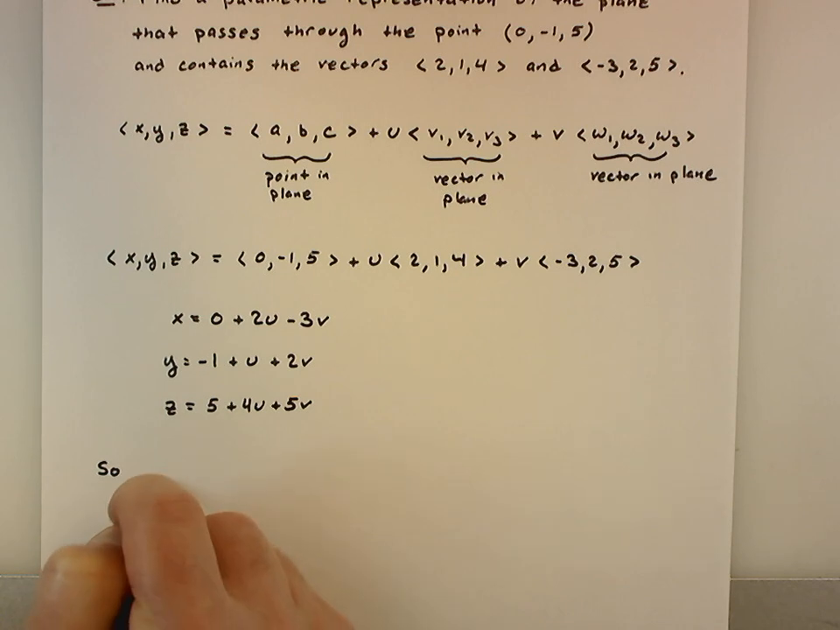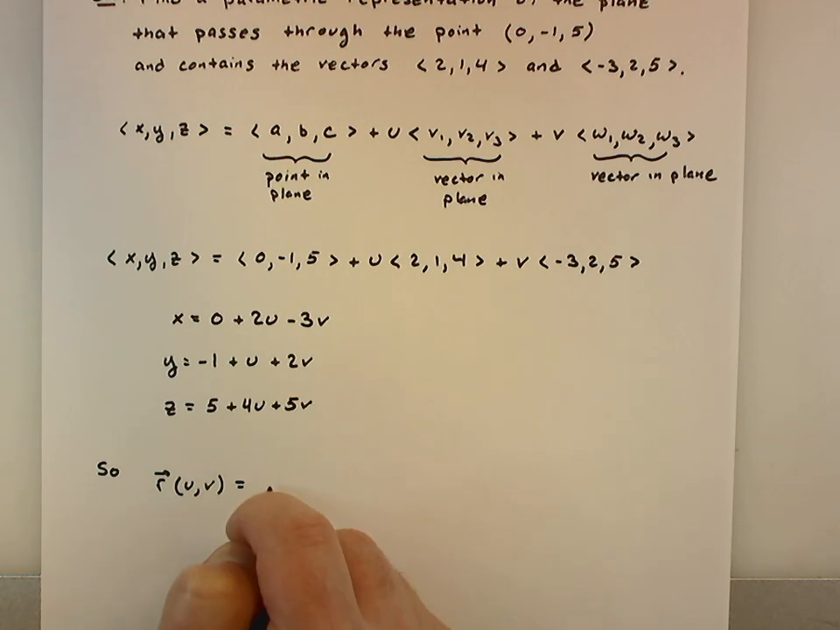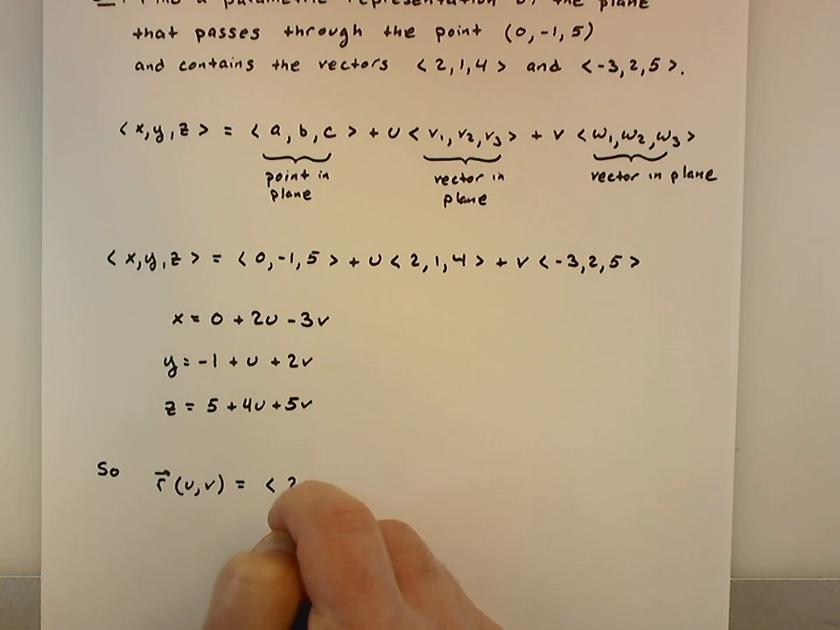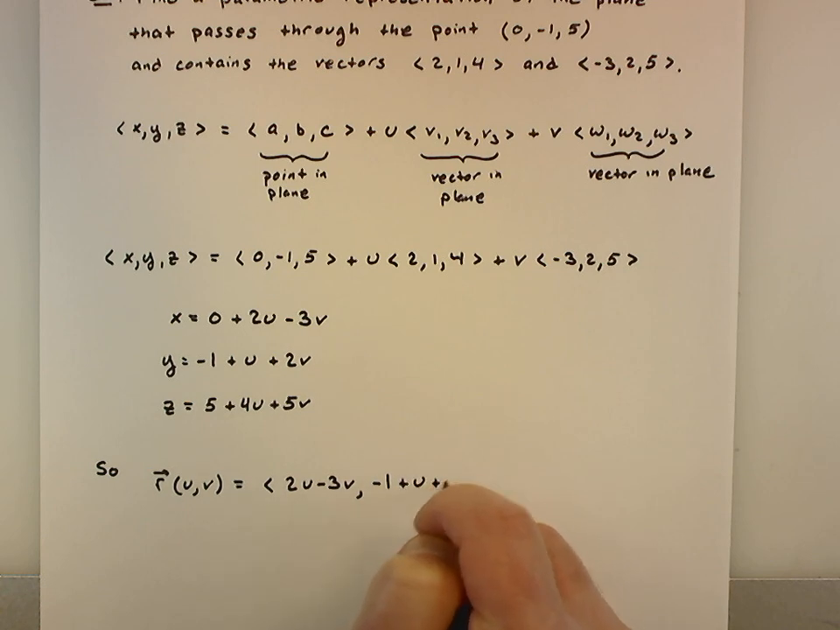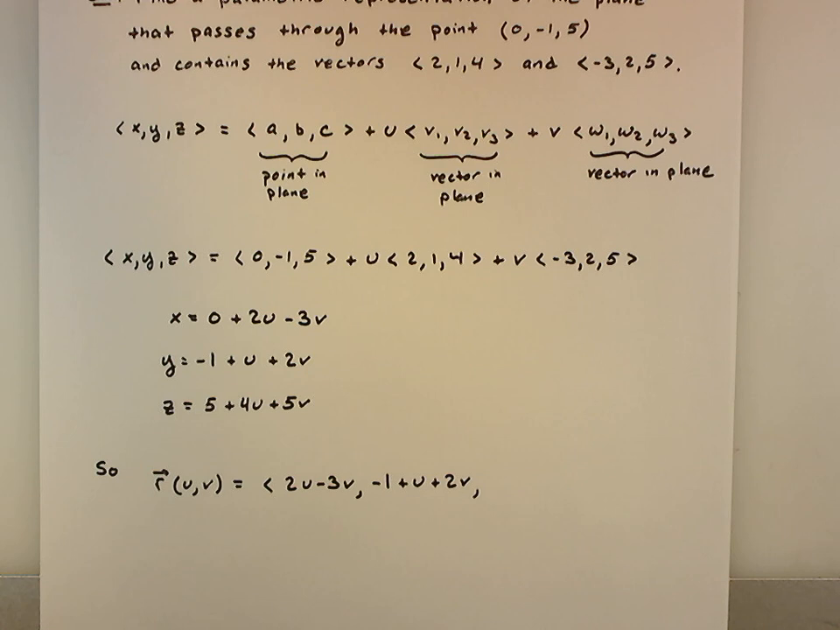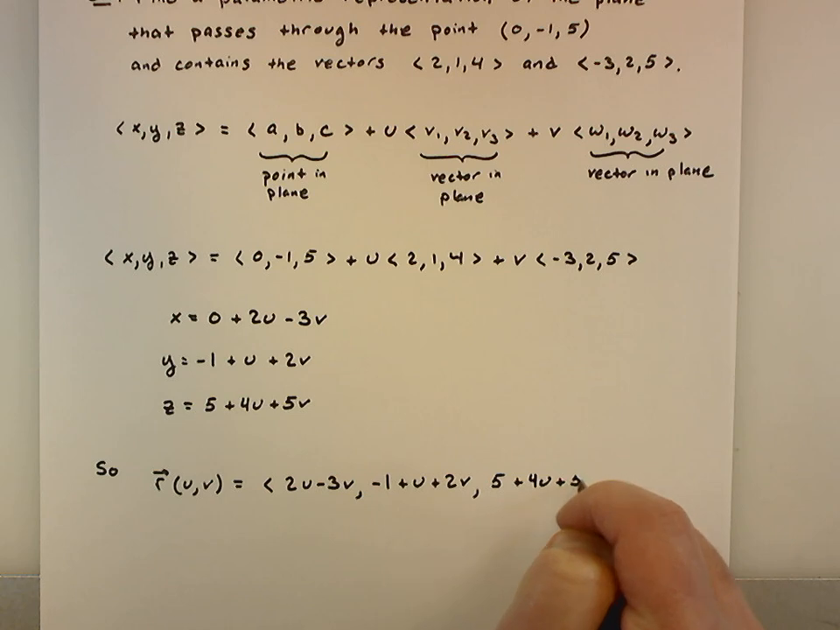So r of uv is equal to 2u minus 3v, negative 1 plus u plus 2v, and 5 plus 4u plus 5v.